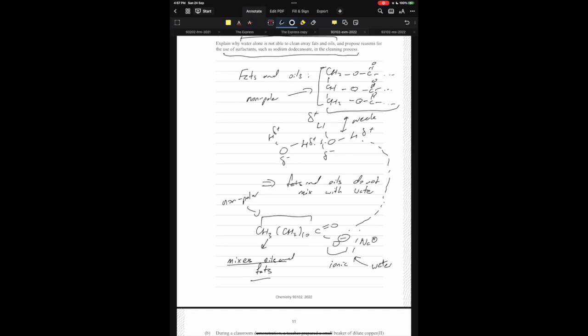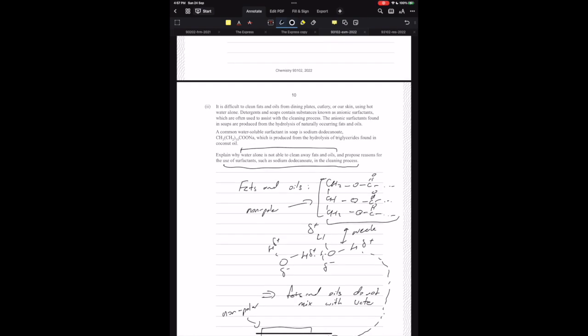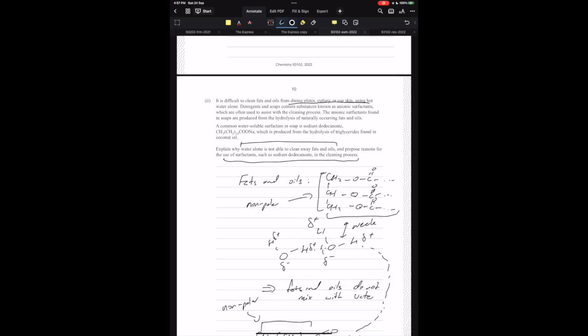And so if we link it back to the question, that allows water to be used in combination with the sodium dodecanoate to clean the fats and oils off the dining plates, cutlery, or whatever.